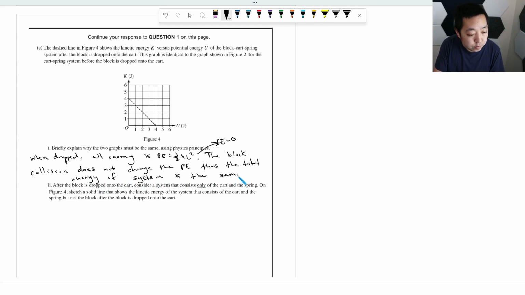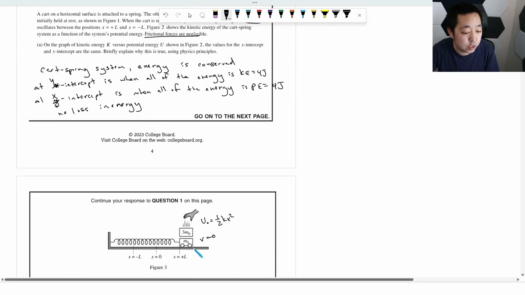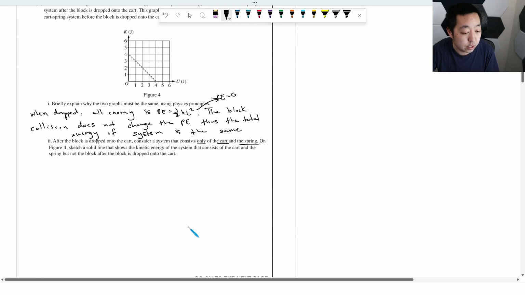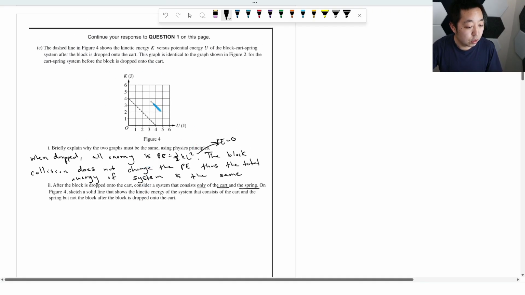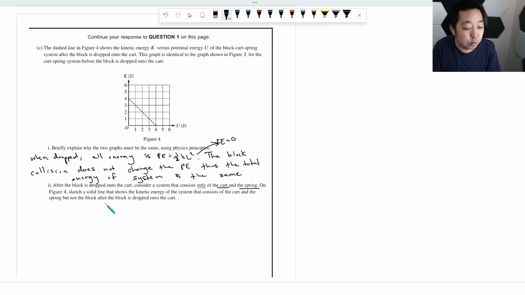Okay. All right. After the block is dropped onto the cart, consider a system consisting only of the cart and the spring. So we're just talking about this thing and not the block we just added onto it. On figure 4, sketch a solid line that shows the kinetic energy of the system that consists of the cart and the spring, but not the block, after the block is dropped onto the cart. Okay, so if we have the cart and the spring, we're still going to start here at 4 joules.